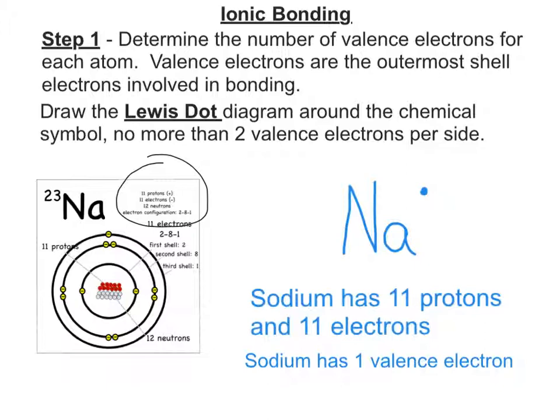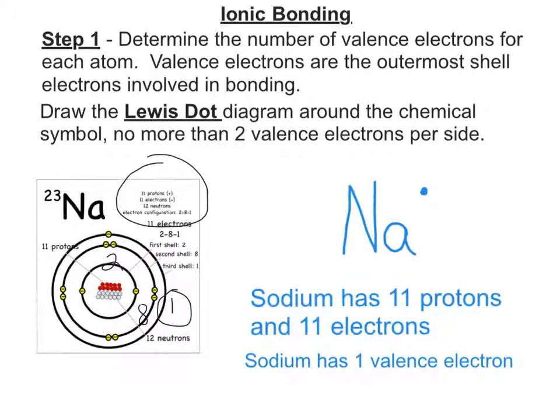Now, we're really interested in the number of valence electrons. So we look at the shells. It has 3 orbital shells because it's in the third period. It has 2 electrons in the first shell. It has 8 in the second shell. So 2 plus 8 is 10. So it has 1 in the third shell. 2 plus 8 plus 1 equals 11 total electrons. And one of those will be a valence electron.